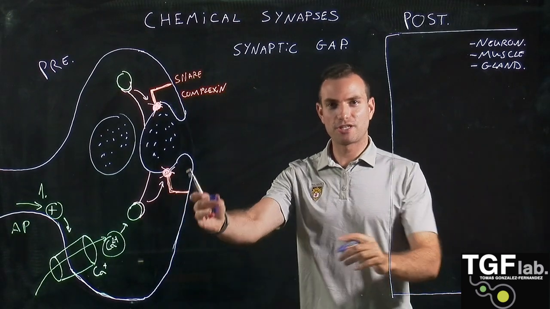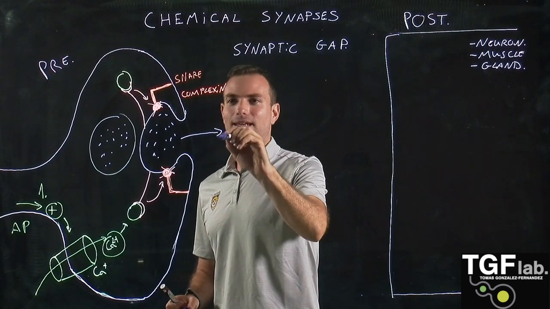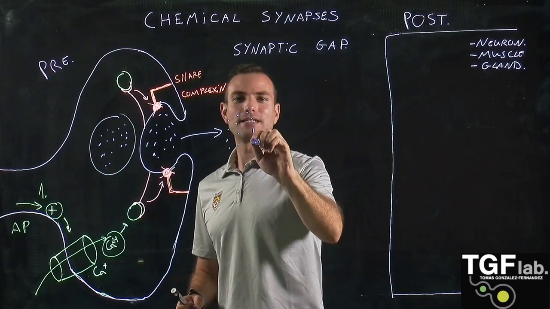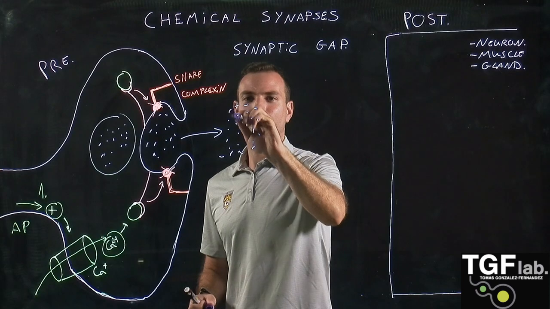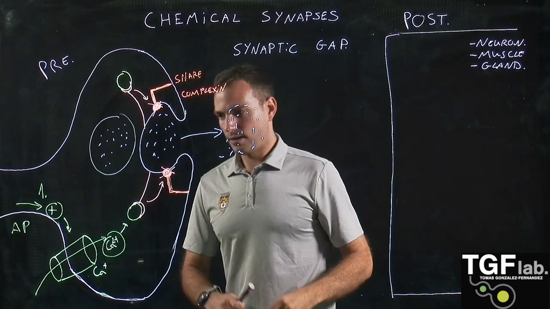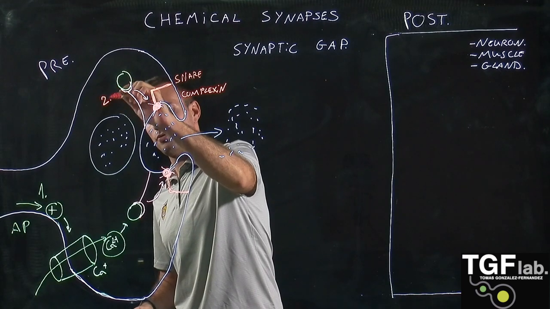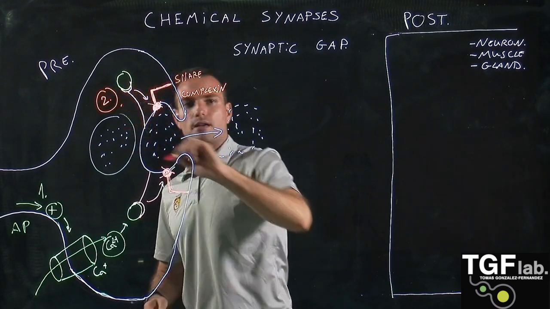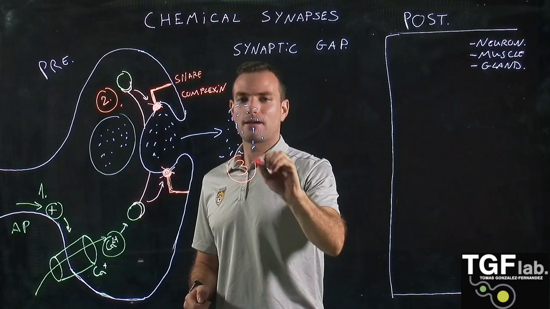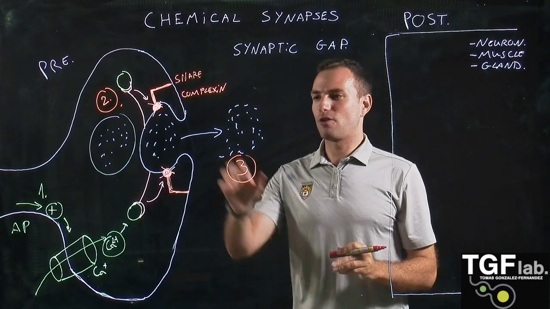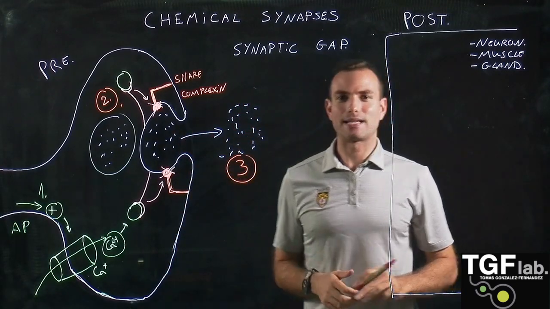So once this process of fusion happens, the neurotransmitters are going to be secreted into the synaptic gap. So this process is number 2, and this will be number 3, when all the neurotransmitters are released into the synaptic gap.